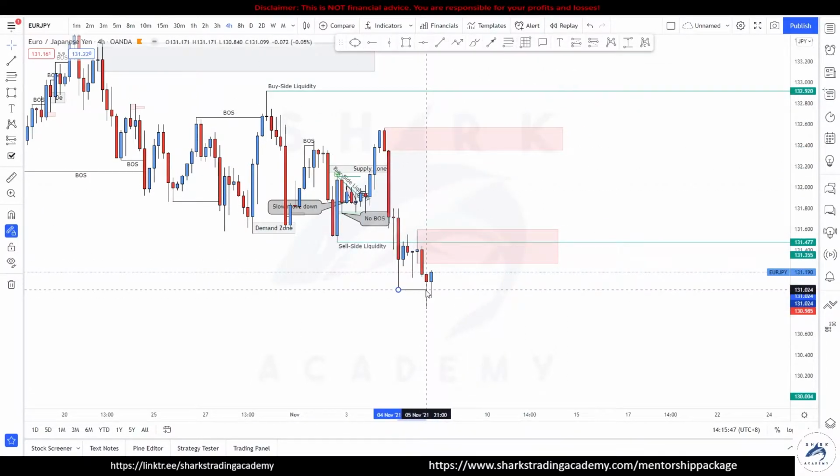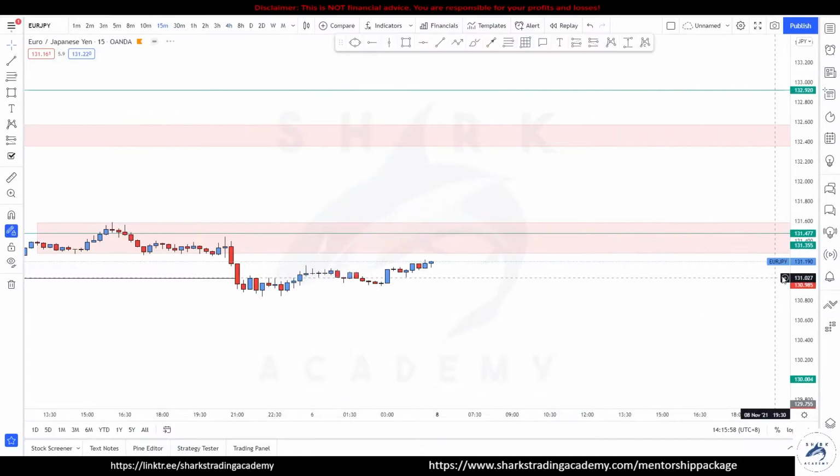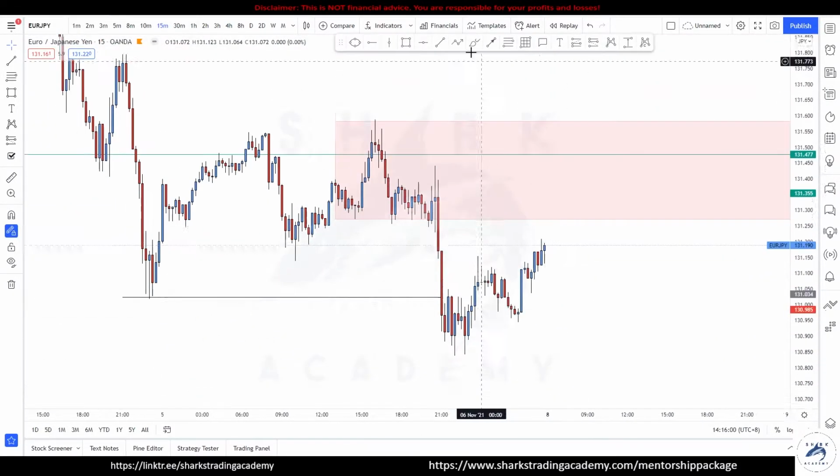Okay, so this is a wick break. For some traders, they use wick breaks in their strategy. And for me, I typically use body breaks. Okay, so assuming that you're using wick breaks, this is an area for you to sell from. So let's go down to the 15 and understand how you can catch this trade.